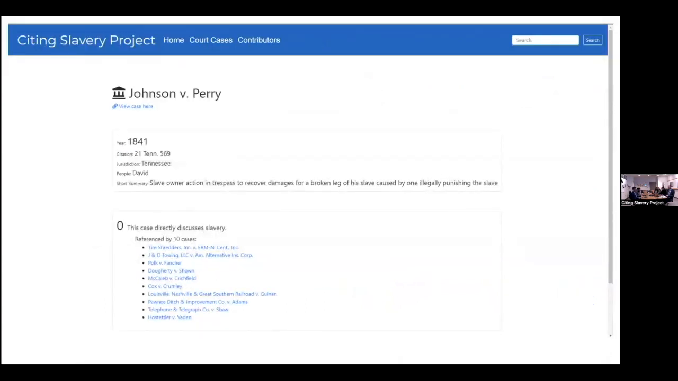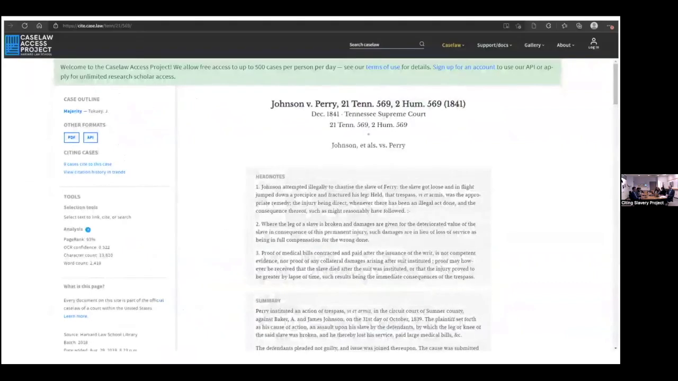Here's an example of the information our database provides about the Johnson v. Perry case we discussed earlier. Citingslavery.org provides information about the case, where to find it, and a short summary. From this page, users of the database can click to view a full text copy of the case on CAP. Users can either view a digitized version of the case or access a PDF of the original reporter.